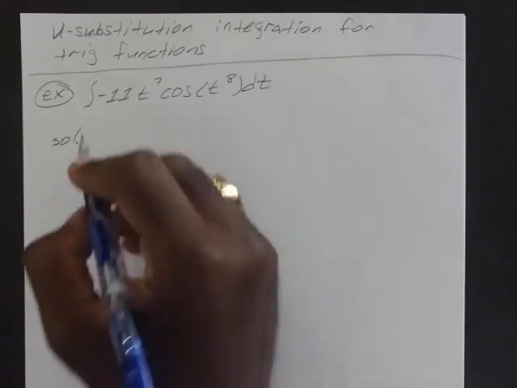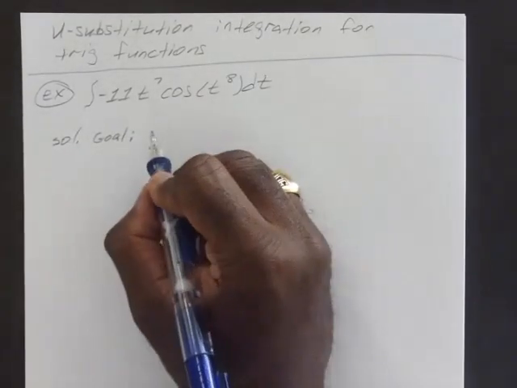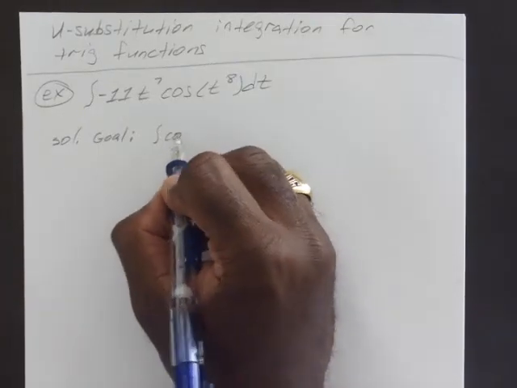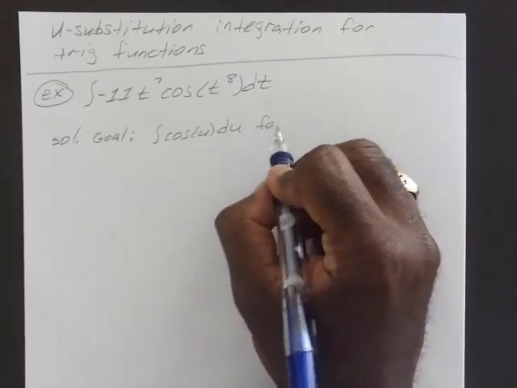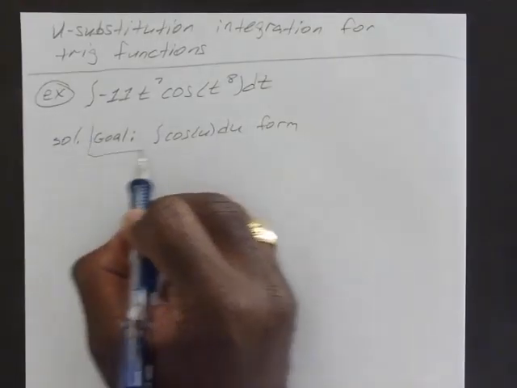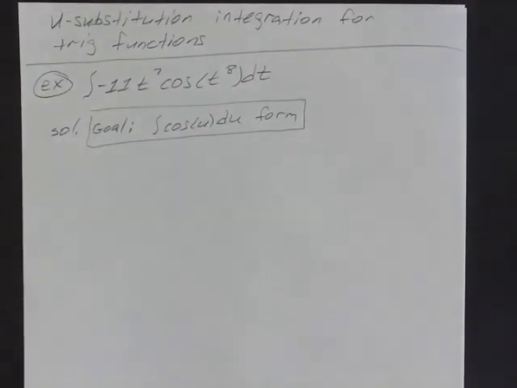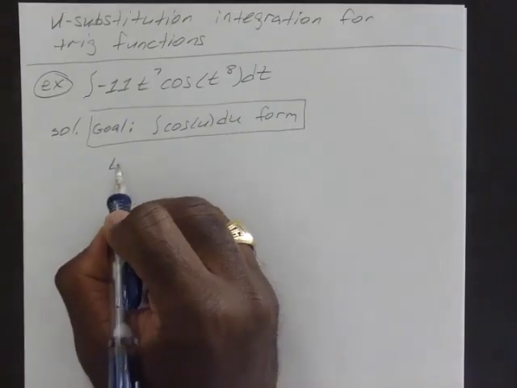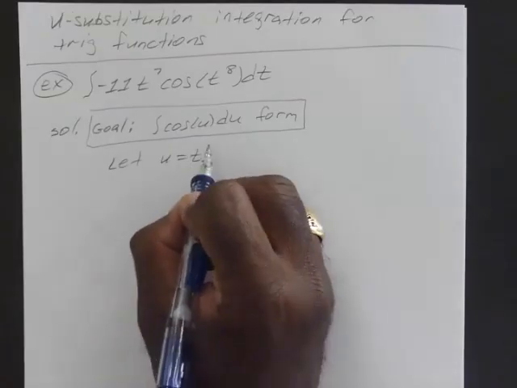Okay. Now for this one, the goal is to put it in the form of the integral of cosine of u du. Okay, that's our goal before we can do anything else. So that means we're going to have to let u equal t to the power of 8.